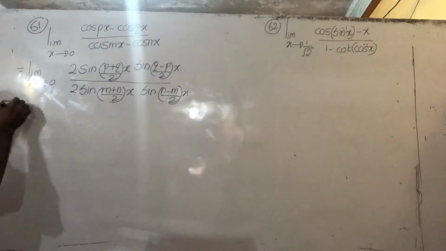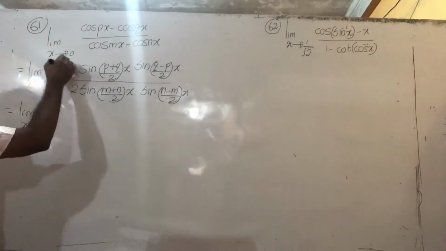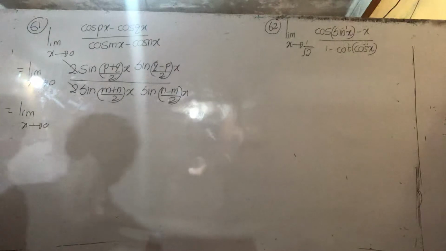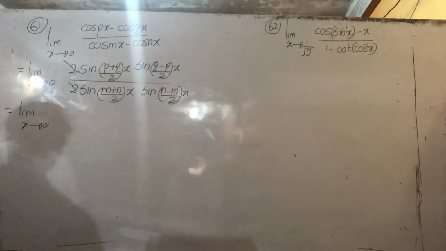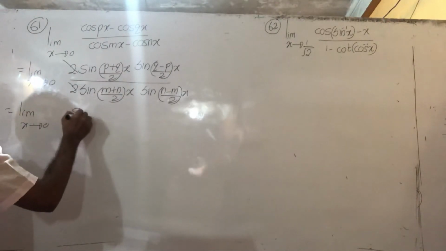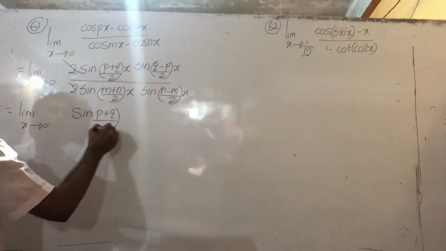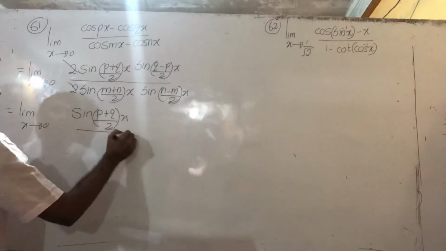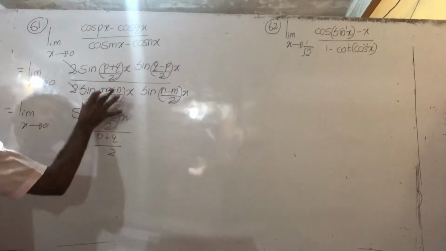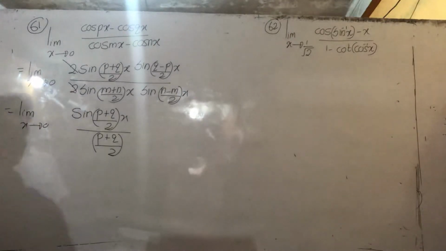Okay, now limit x approaches 0, and we can cancel these two, right? Now we rearrange to the general form of sine theta over theta pattern. If I write sine of (p plus q) over 2 x, then you need below it, according to the theorem, theta, so it is sine theta over theta, like this.